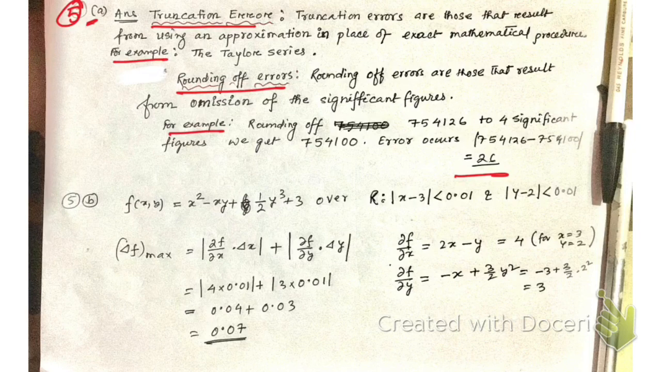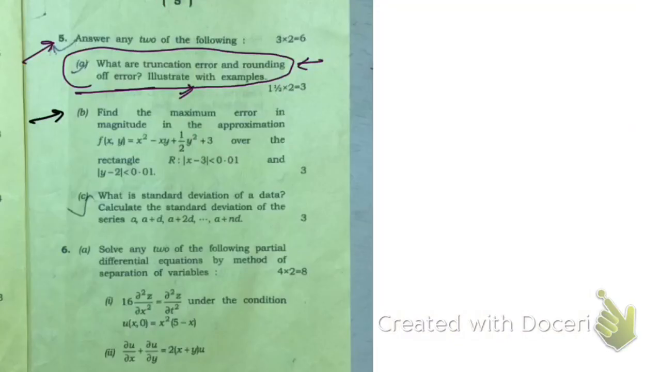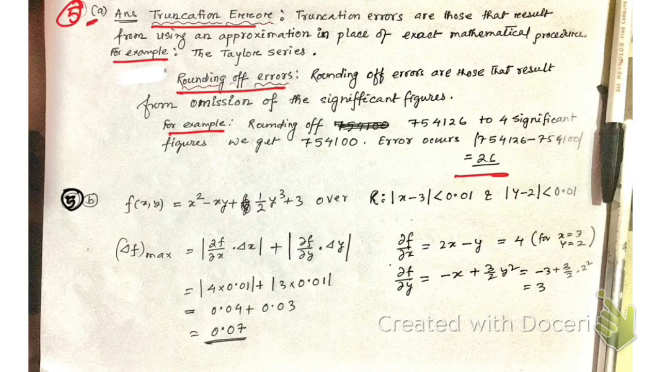Okay, and now this is 5b. What was the question 5b? Find the maximum error in magnitude in the approximation of this function over the rectangle where mod of x minus 3 is less than 0.01 and mod of x minus 2 is less than 0.01. So this is the given function here. Over this rectangle, this is nothing but your del x, the error in x, and this is nothing but your del y, the error in y.